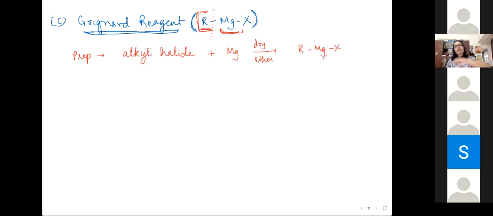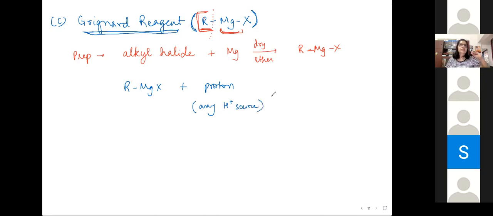Basically, magnesium inserts itself between R and X. That's it. And because this is very, very volatile, you take a Grignard reagent like RMgX and put it in the presence of a proton. A proton is any, even the slightest hint of H plus. It doesn't even have to be acidic.